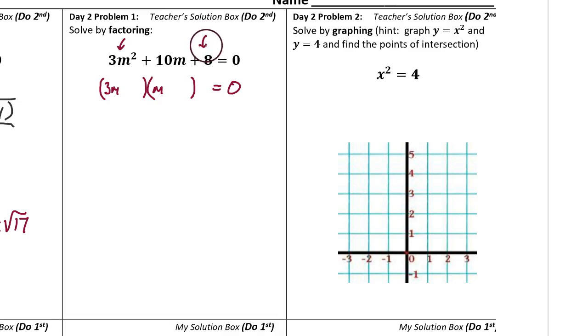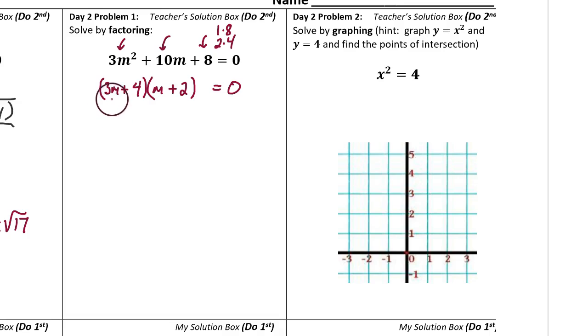And to create positive 8, we have choices: 1 times 8 or 2 times 4. Now let's think about where to put those numbers. If we put the 4 here, and we put the 2 here, and use positive signs, then we can create the middle term as positive 10m.